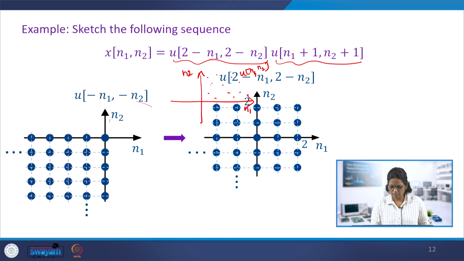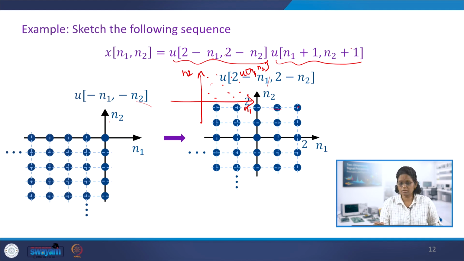So we have the sequence from here, and after this it is 0. Below 2, that is at 3, 4, 5 and so on, it is 0. But the sequence exists in the region from 2 comma 2 to infinity in all other directions. So this is the sequence which we get from the first component of the step sequence, and we can visualize it now in 2D.